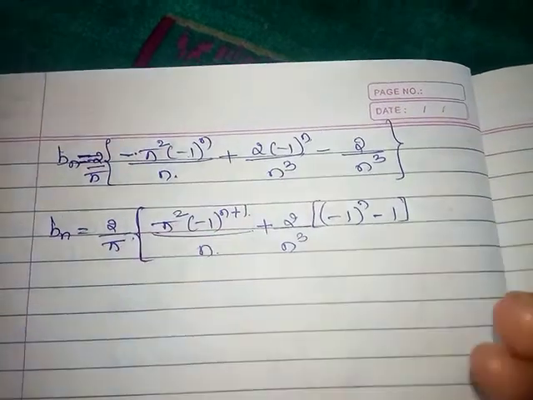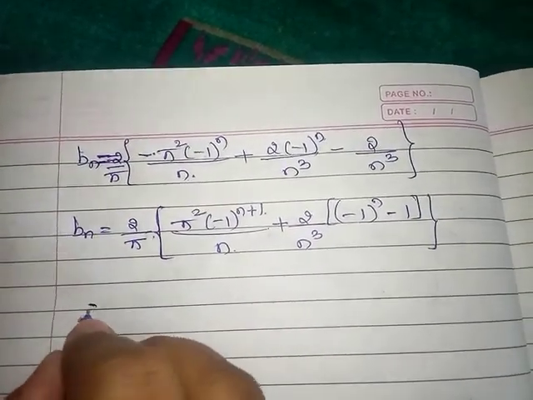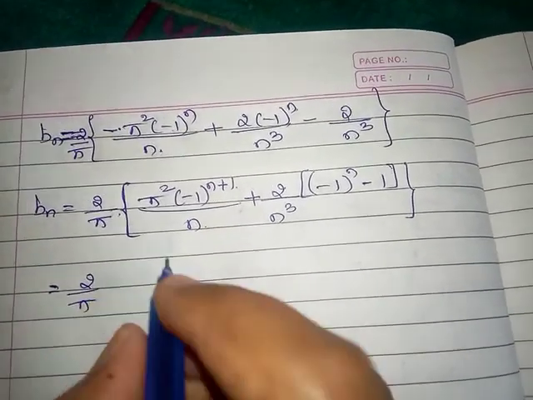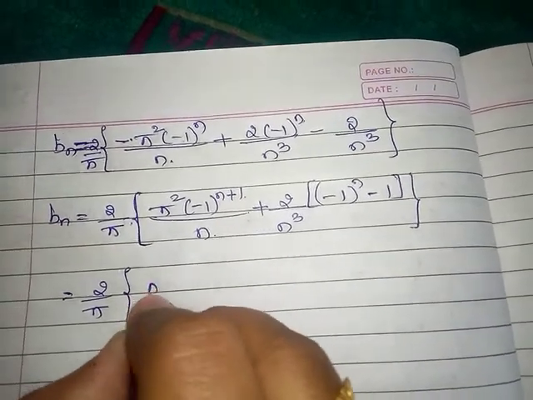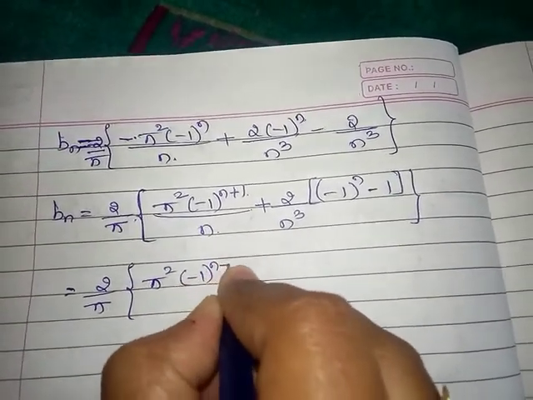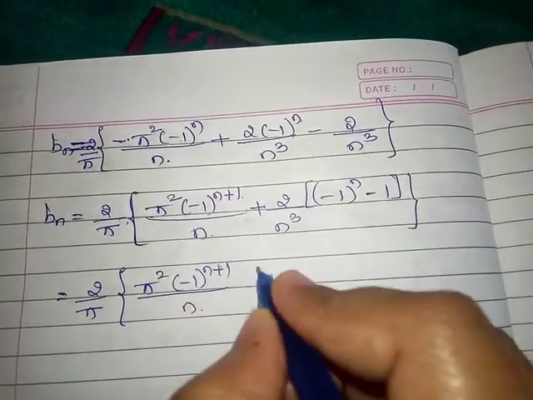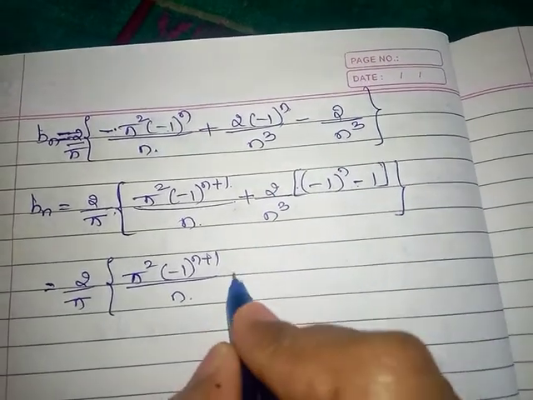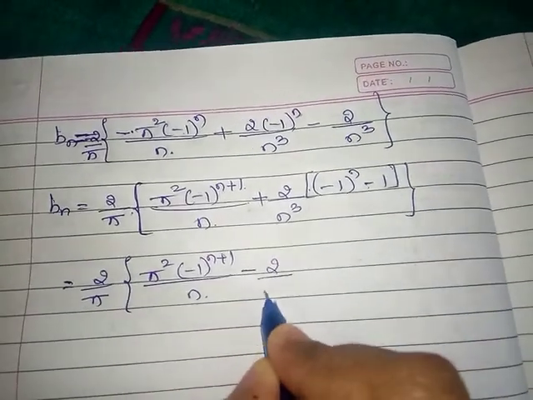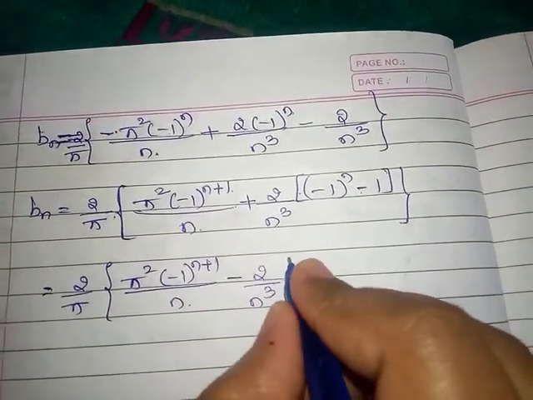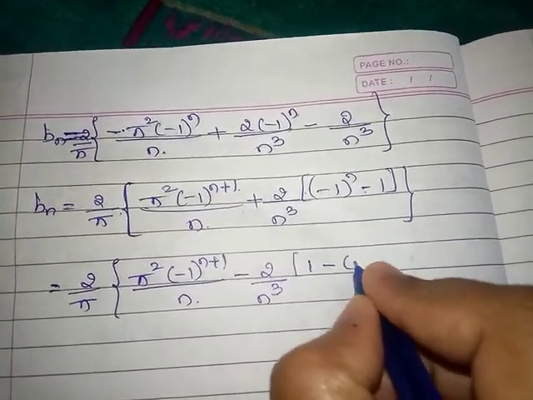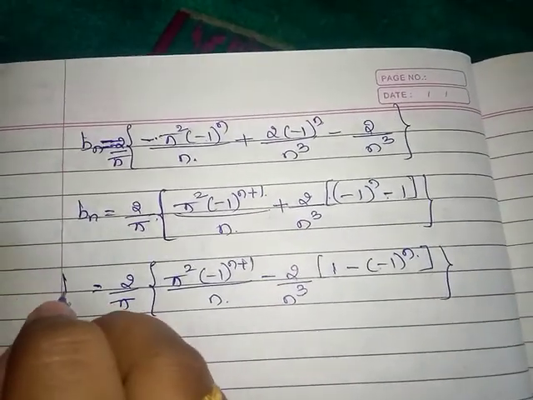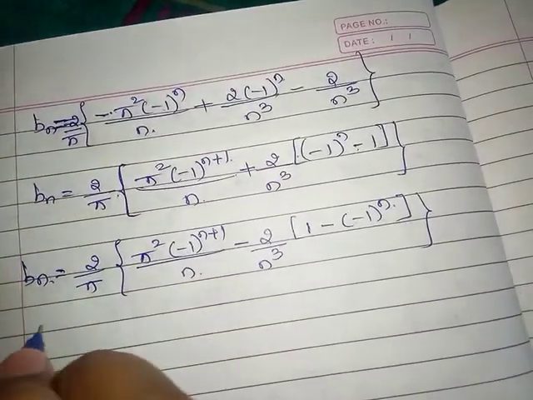Here I will take the flower bracket only, which is equal to 2 divided by pi, square into minus 1 raised to n plus 1 divided by n. In these two terms, this is a positive term, this is negative. I will take negative common in these two terms. It will be minus 2 divided by n cube. Therefore, 1 will be positive, minus of minus 1 raised to n. This is the Bn.